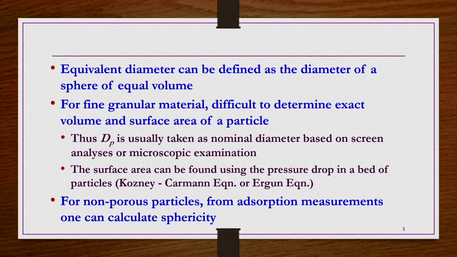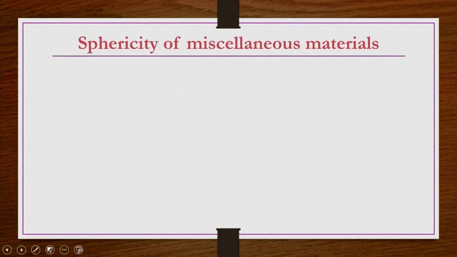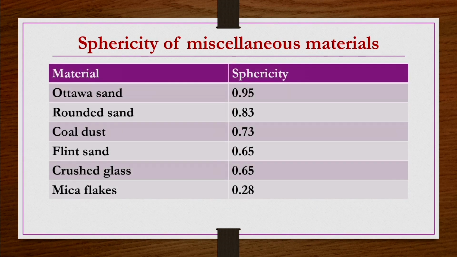In this particular lecture we are going to take only individual particles, so let us not worry about that. For non-porous particles, from adsorption measurements one can find out the sphericity as well. So, let us see some example materials and what the sphericity of those materials is in general. Let us say you have Ottawa sand, so the sphericity can be as much as 0.95. So, more or less they have a spherical shape, and then there is rounded sand, where the sphericity is almost 0.83.